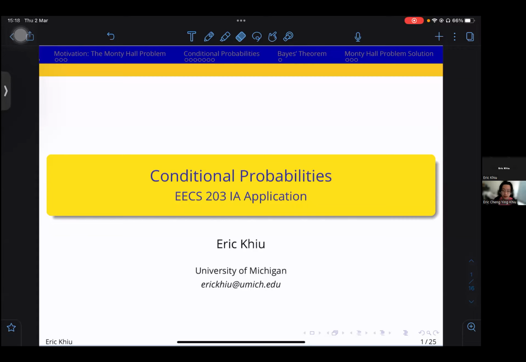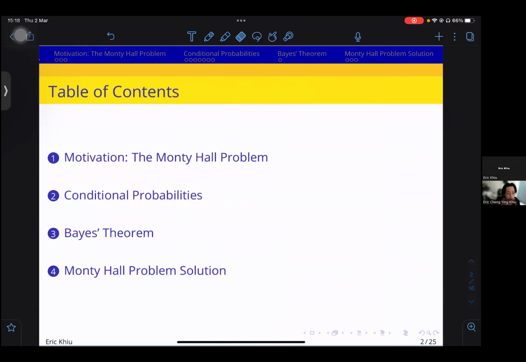Hi everyone, this is a video about conditional probabilities for my X203 IA application. So actually this discussion will be centered around the Monty Hall problem and how to apply conditional probability to solve this problem. And of course with an important theorem, which is the Bayes theorem or Bayes rule, which is very helpful in this problem. All right.